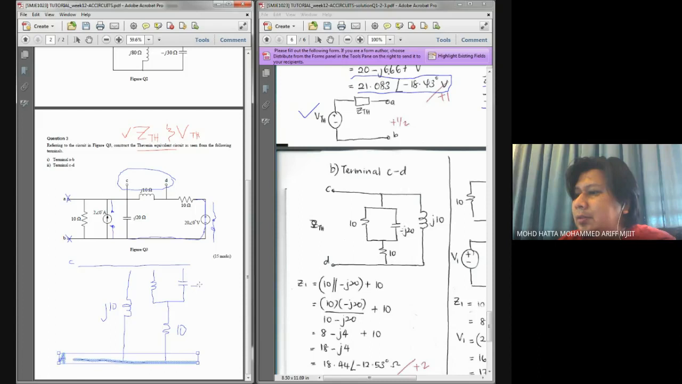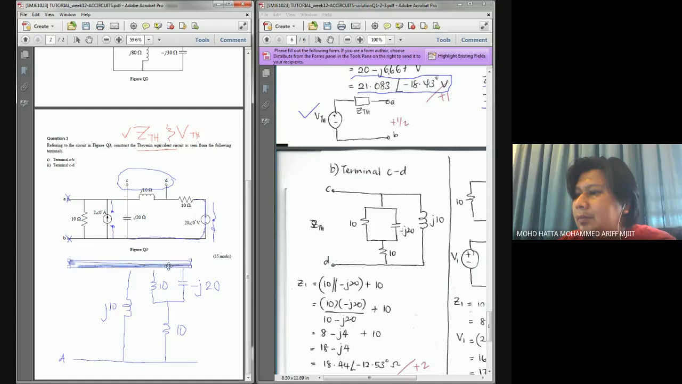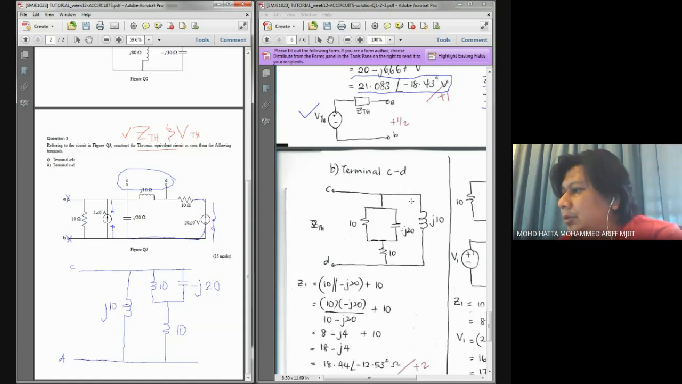Again, I forgot to label it. This is my J20, and this is my 10 ohm, another 10 ohm resistor. Okay, that's how I try to simplify my circuit, and that's how I come to this kind of circuit arrangement. It doesn't matter whether you put Z10 at the front or at the end of the circuit, because both are the same, both are connected in parallel.